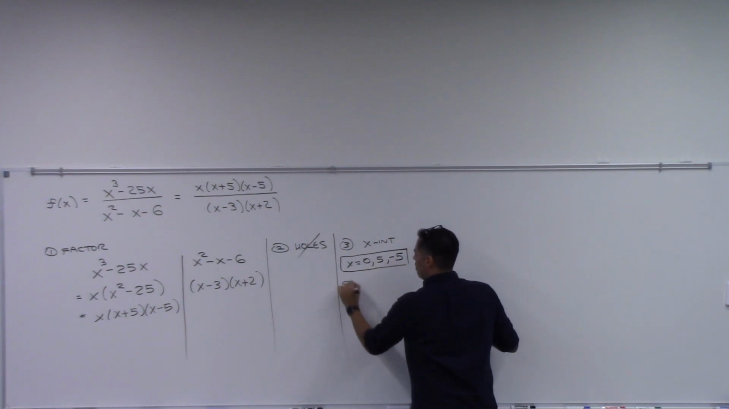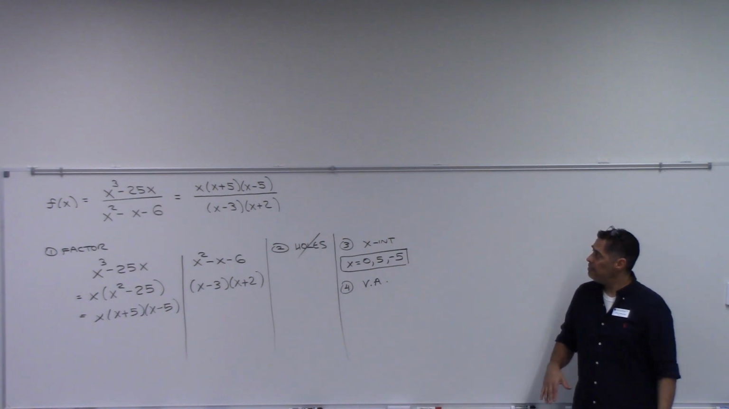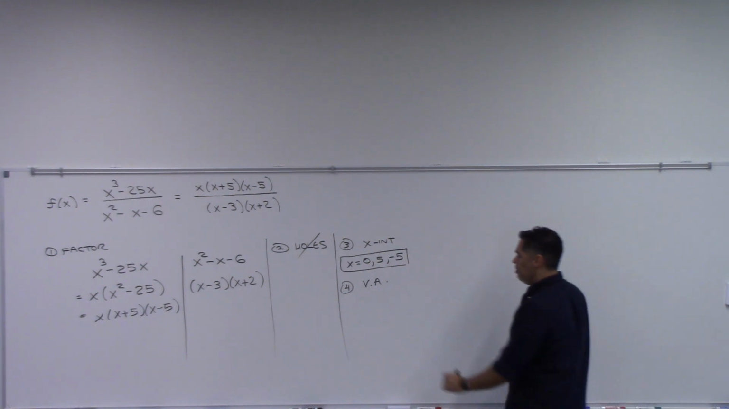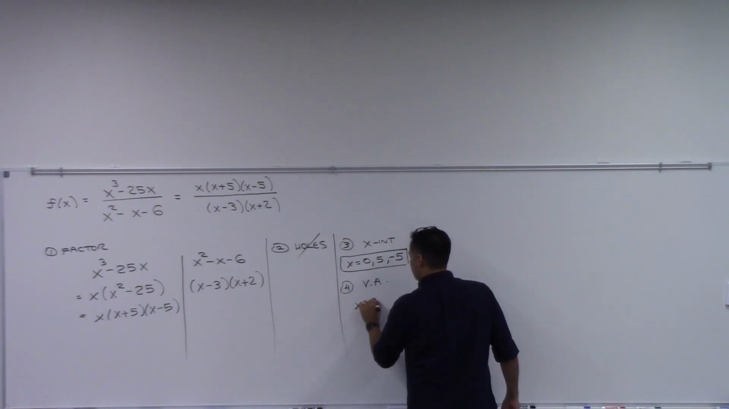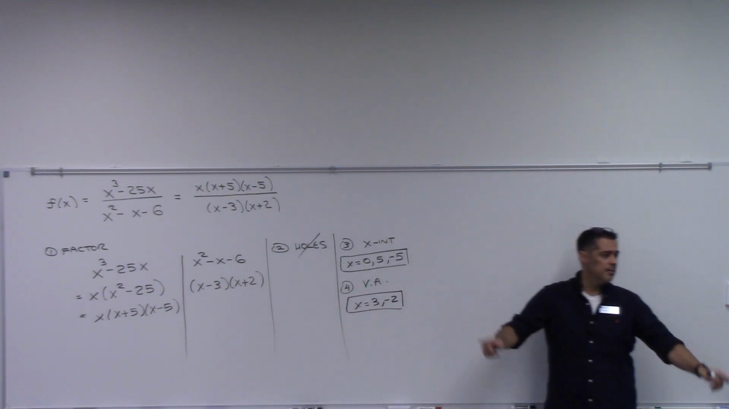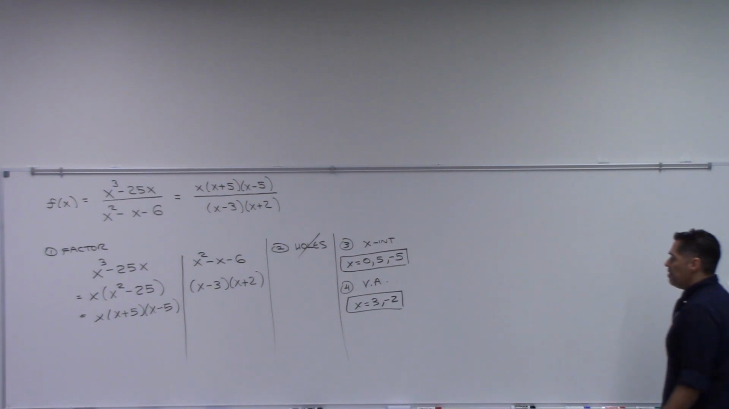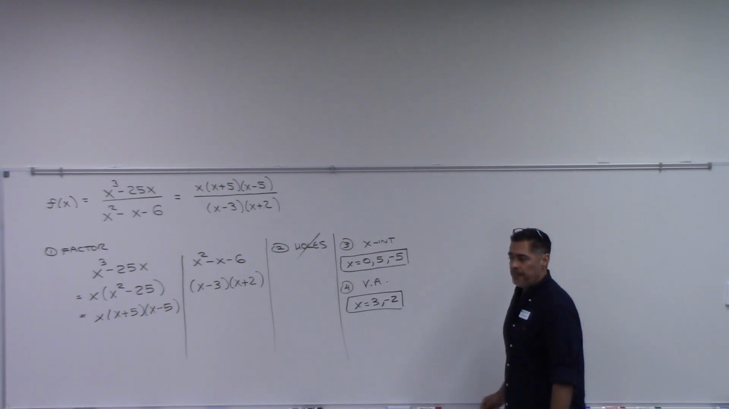Step 4, vertical asymptotes. So set the denominator equal to 0. 3 and negative 2. Are we going too fast, or is this all right, everyone? Everyone okay? Yeah? All right, now, this is the fourth step. This is the step that's different, right?